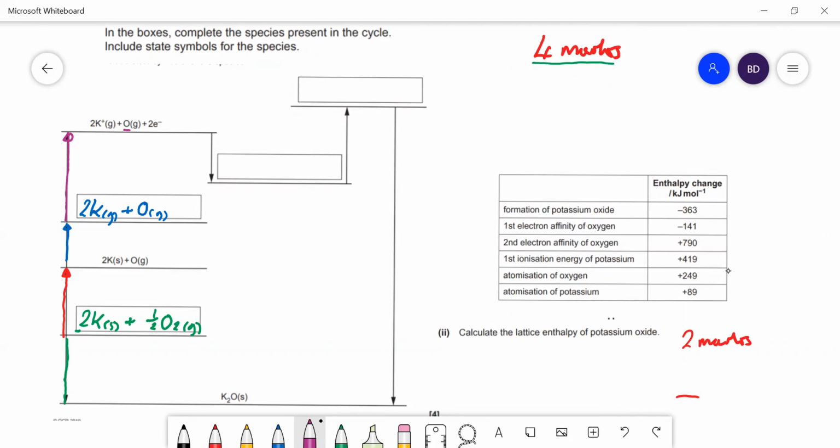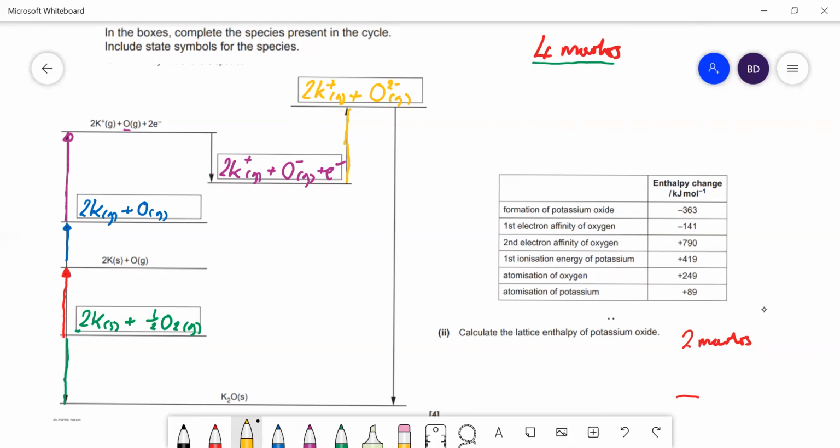You're sticking an electron onto the oxygen, so nothing's happened to the potassium there, so you're going to have 2K plus gas plus O minus gas, and you've got one electron left over. And then in the second step here, I'll do it in yellow, what we're doing is sticking another electron onto the oxygen, so that's going to be 2K plus gas plus O2 minus gas, the oxide ion, and that's all of that done here.